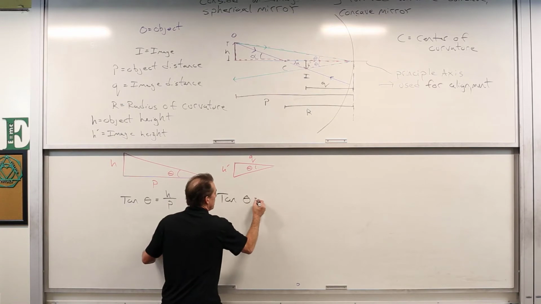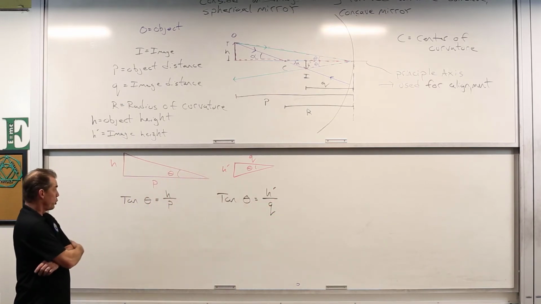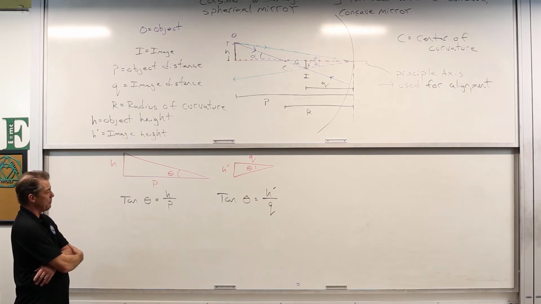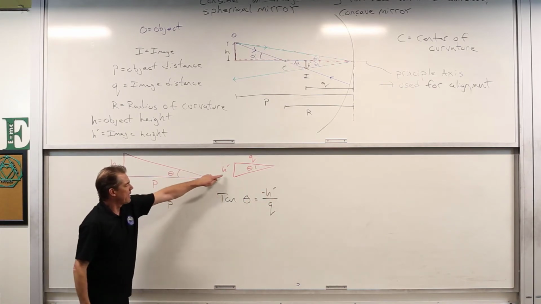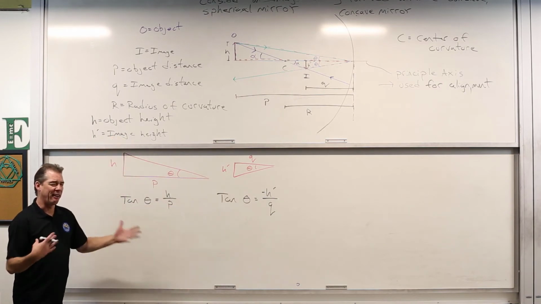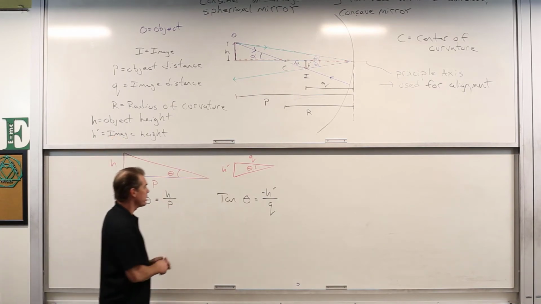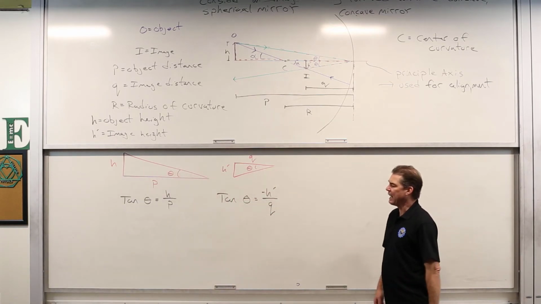Well, we got two descriptions of what the tangent of theta is, because those thetas are the same. One thing I'm going to add in here is a negative right there. You know why? Because this one's below the principal axis and this one's above the principal axis. And that allows me to gauge something about the orientation of things. So since that's below, I'm going to call it negative h prime.